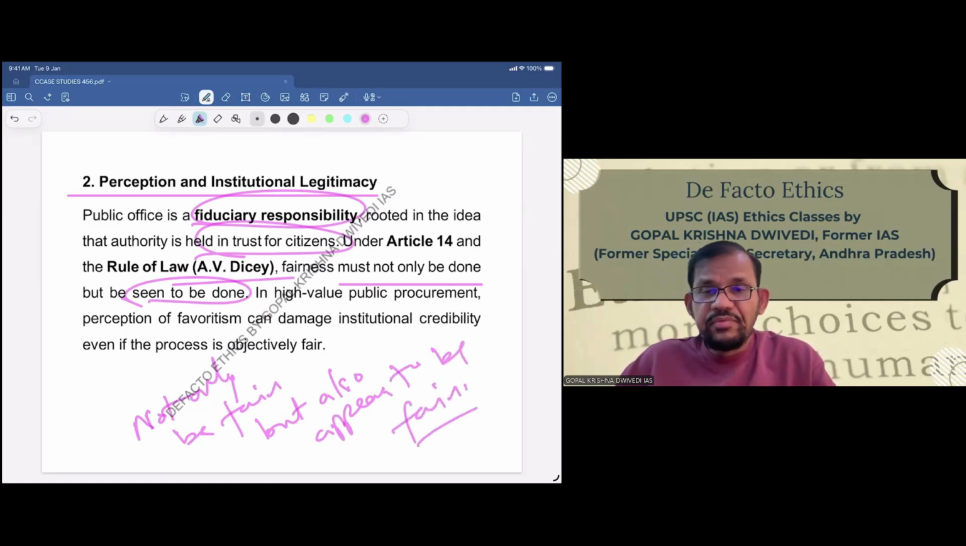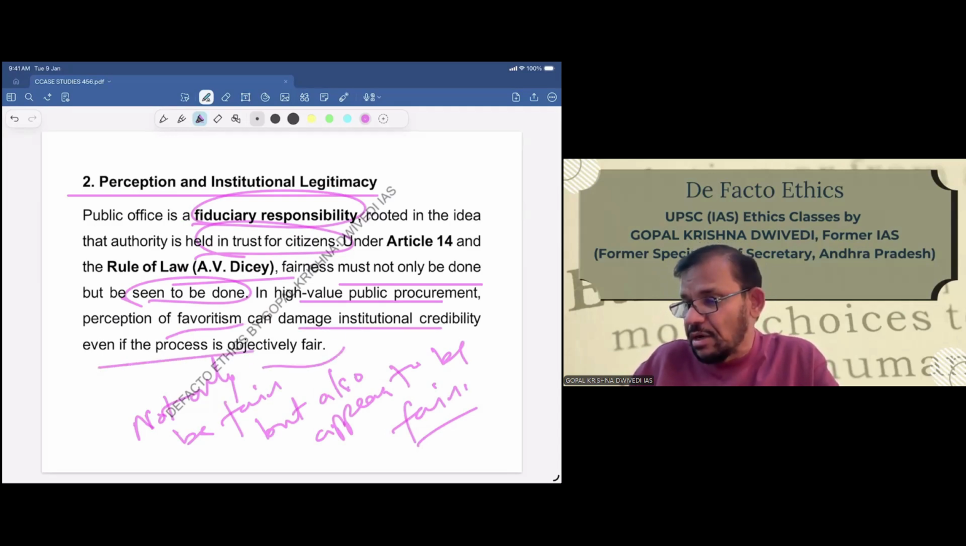So fairness should be seen to be done. And particularly in high value public procurement, perception of favoritism can damage institutional credibility even if the process is objectively fair.